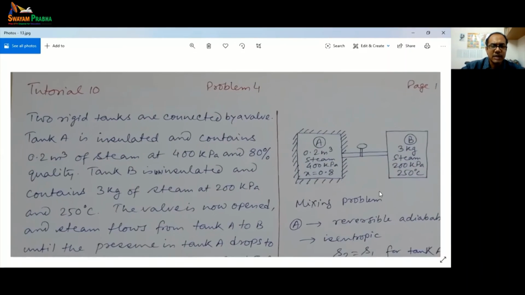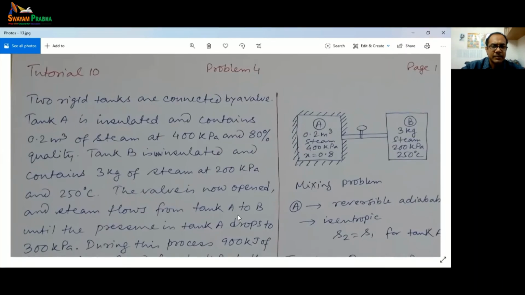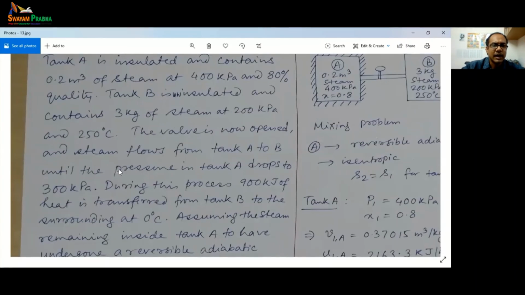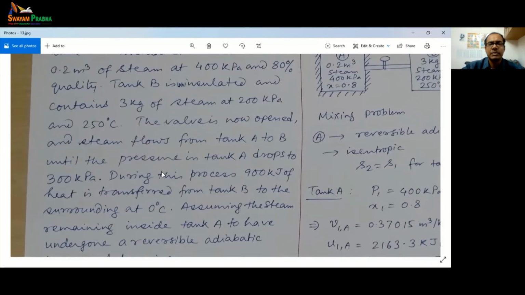Okay, now it is asking that now the valve is opened and steam flows from tank A to tank B. Whenever a valve is open, the higher pressure steam will go to the lower pressure, so tank A to tank B, until the pressure in tank A drops to 300 kPa. Initially it was 400 kPa. Now the pressure in tank A drops to 300 kPa. At that point of time, you close the valve. That means you stop the mixing.